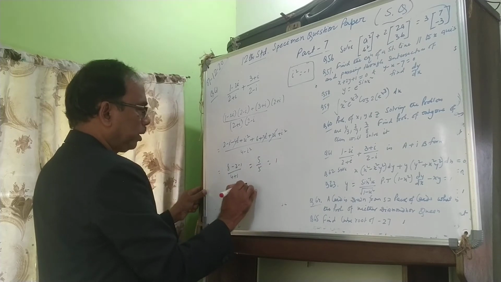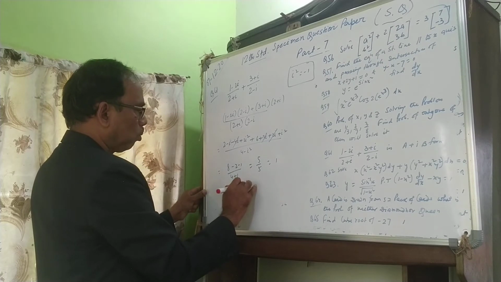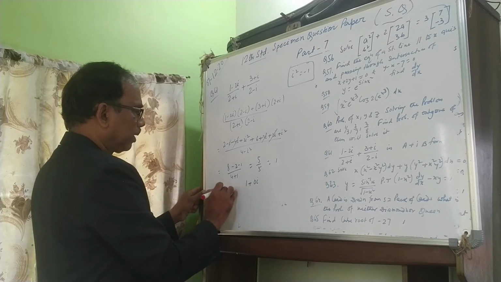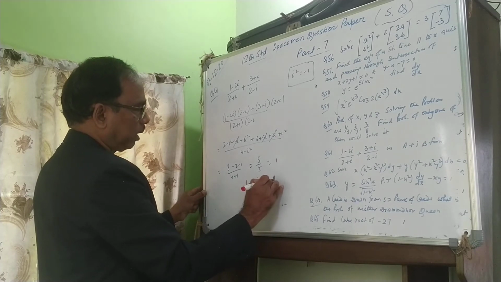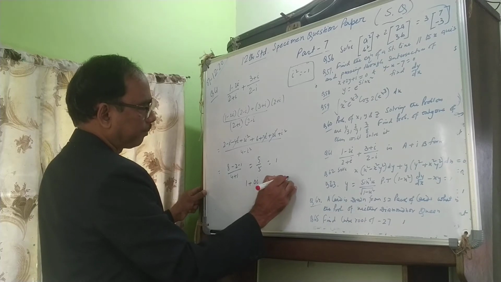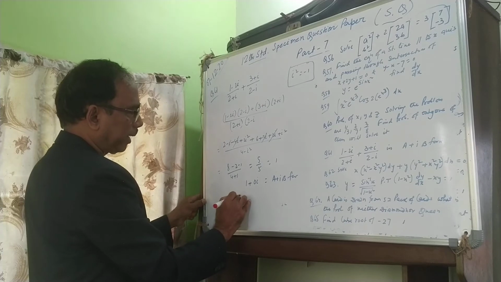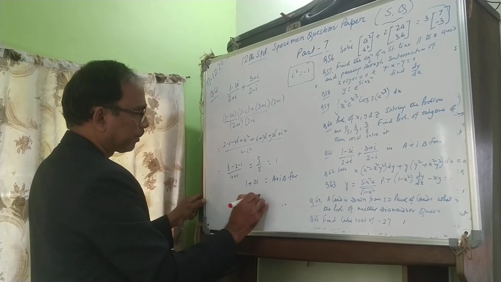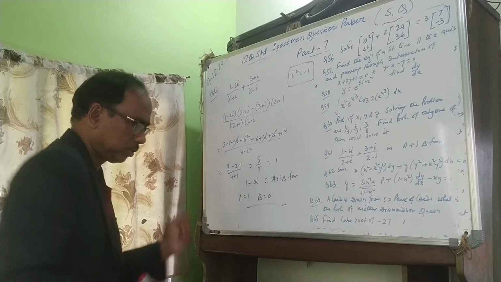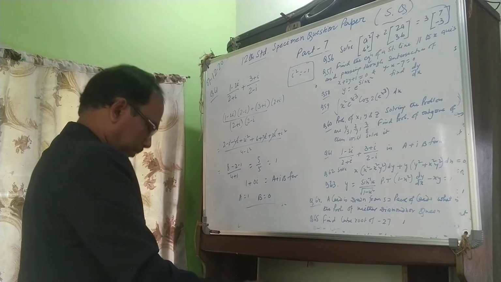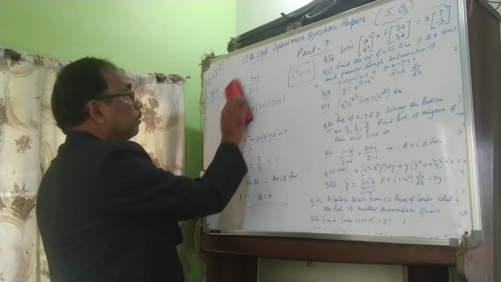Therefore, that is 1 plus 0i, in a plus ib form. 1 means 1 plus 0i. Here a is 1 and b is 0. That is the a plus ib form. Next, 62.